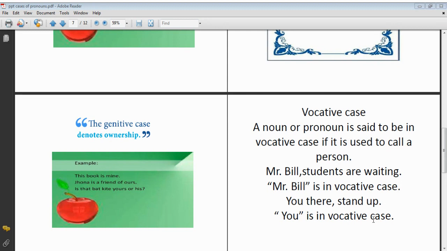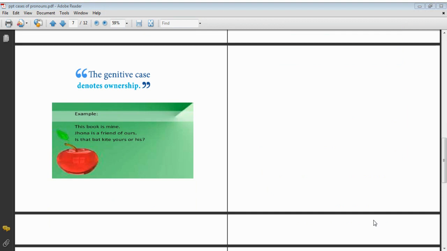"You there, stand up." It means that "you" is in the vocative case. So the intonation of the sentence is telling us that all these words are simply used in a sentence to call somebody, to draw the attention of somebody. So whenever a noun or a pronoun is used in a sentence to call someone, it means that it is in the vocative case.